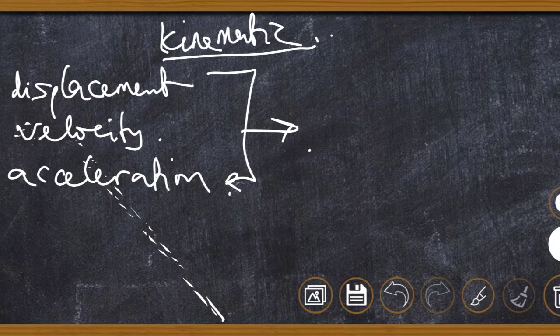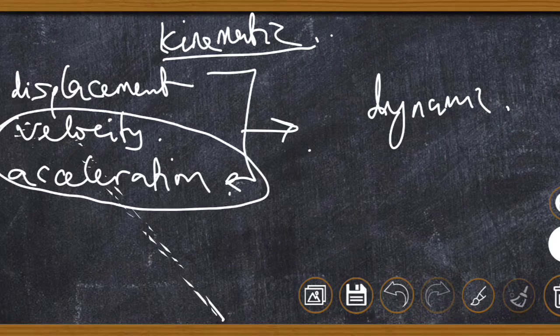But if you are asked a question of this kind, what force causes an object to move the way it moves? This is related to dynamic. It is related to the dynamic study of motion. So in today's class, we'll be starting with position, distance, and displacement. Then in my next video, we'll take a look at velocity and acceleration.